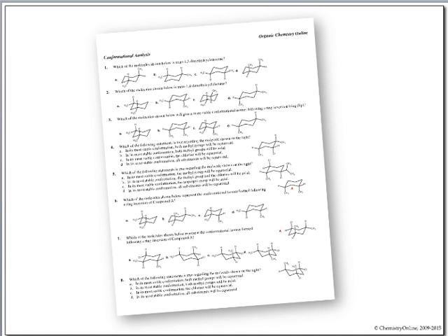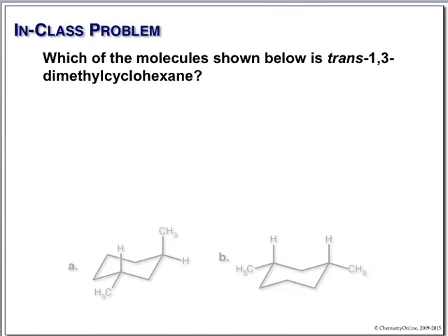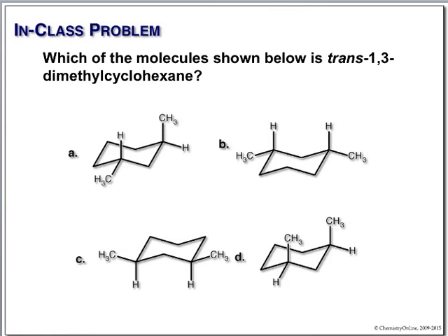All right, wait is over. Which of these is trans 1,3-dimethyl? A. If they're trans, they must be going opposite, right? Here we have up, down, this is down, down, that would be cis, up, up is cis, that is trans. One axial, one equatorial.